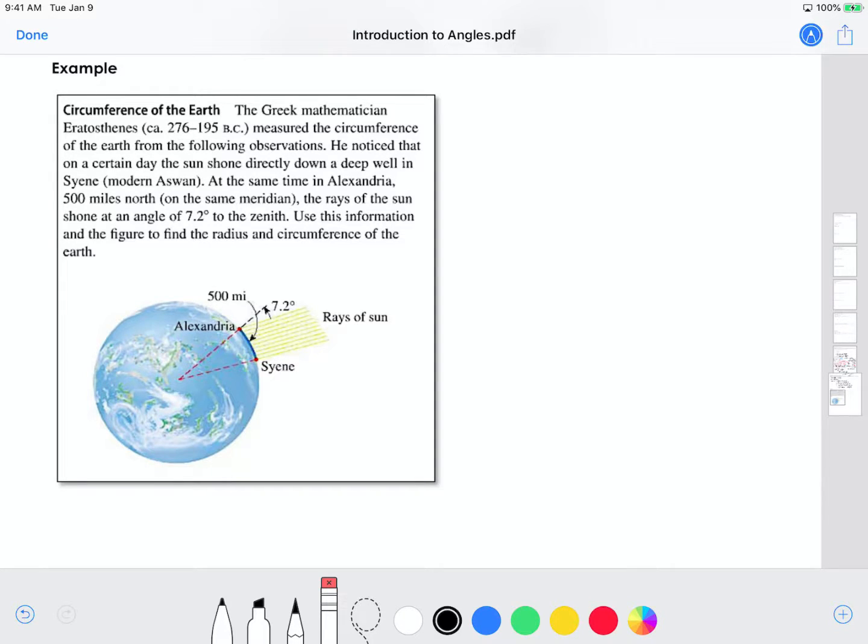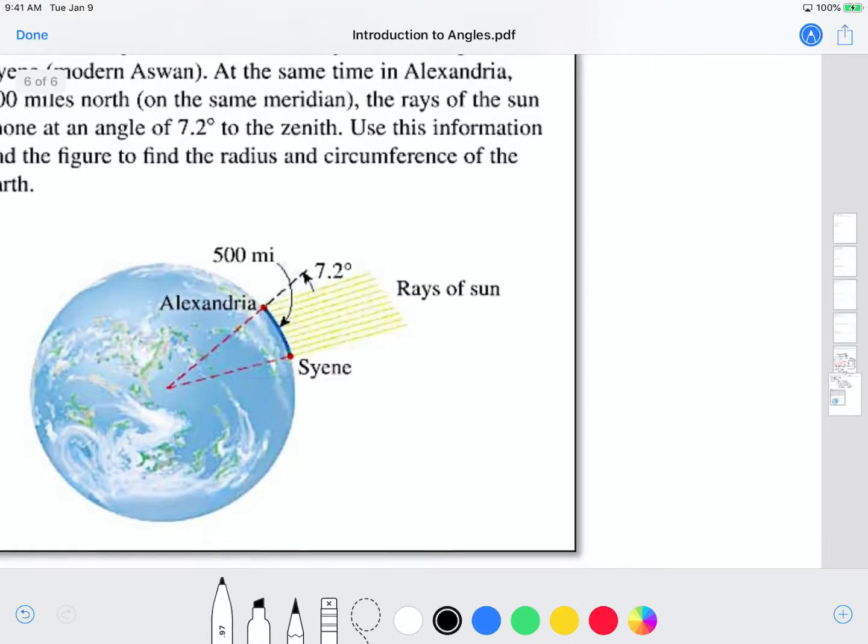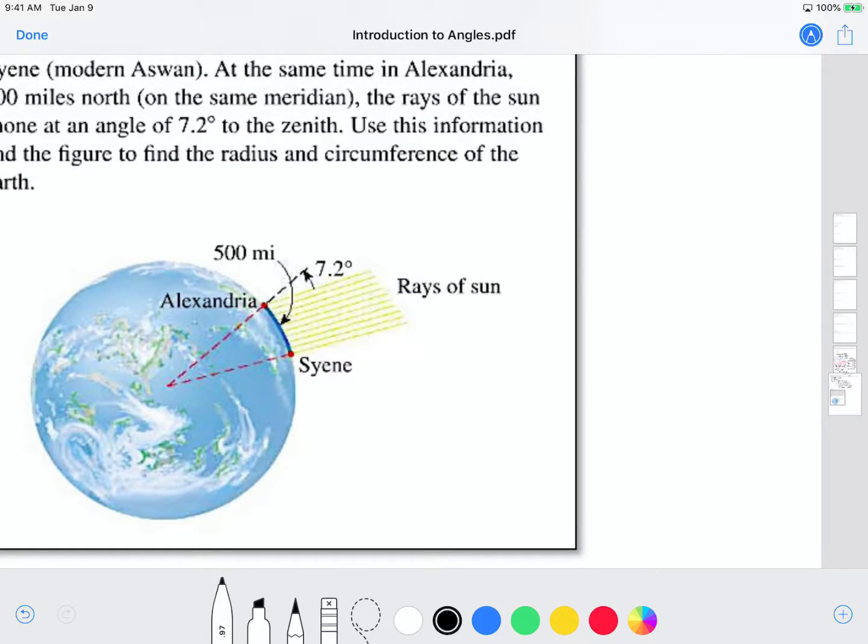This last example is an interesting application to arc length, and it's going to help us calculate the radius and circumference of the Earth. Now, if we look at the picture that's given to us, we have a picture of the Earth, and there are two cities, Alexandria and Syene. It shows the rays of the sun are coming down and hitting the Earth at a degree of 7.2.